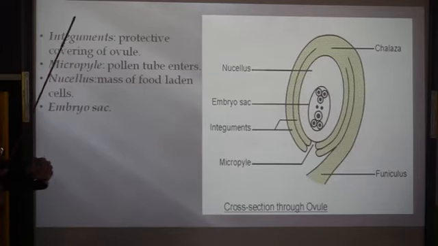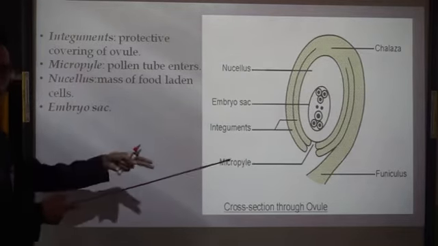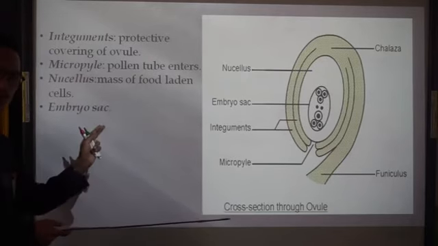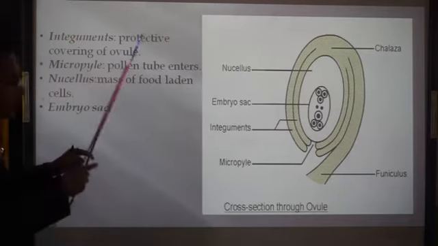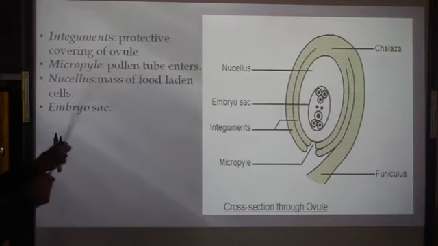Now the ovule leads to the formation of the female gamete. The male gametes are the two sperm nuclei produced by the pollen grain. Now the ovule will lead to the formation of the female gamete, which is called the egg. That will come afterwards.